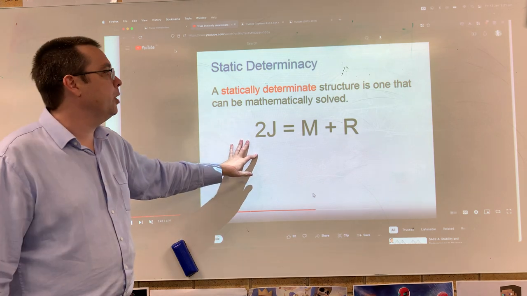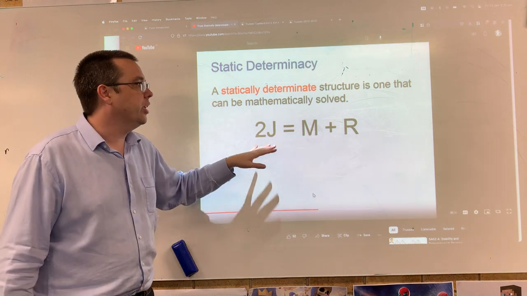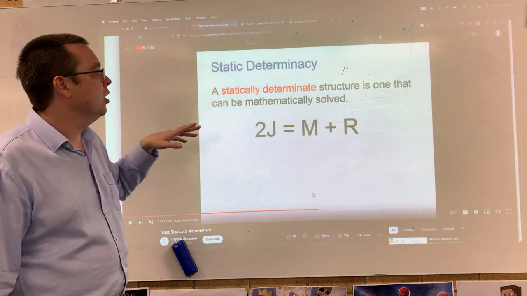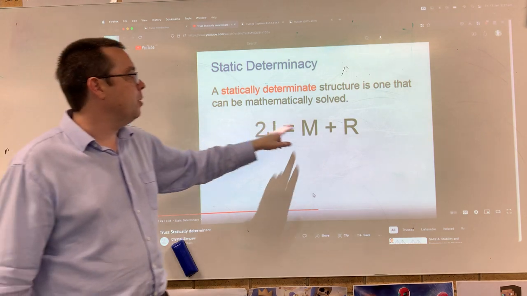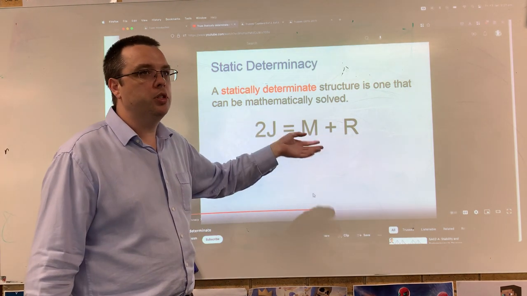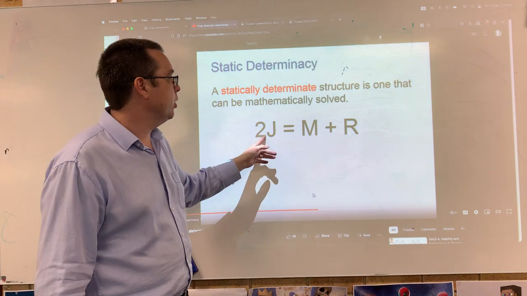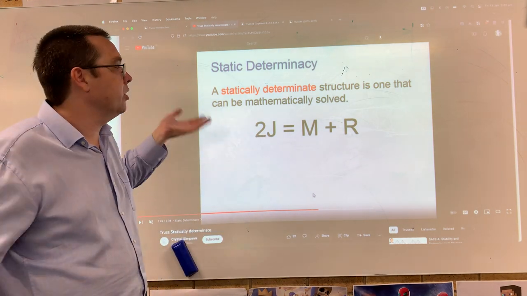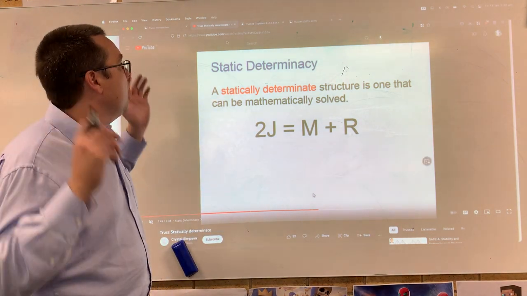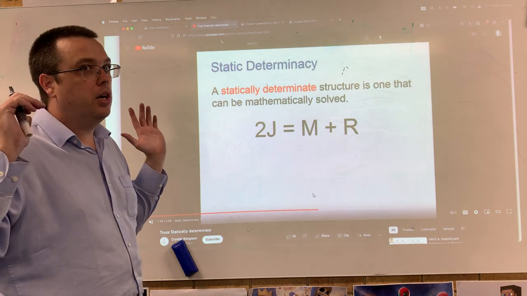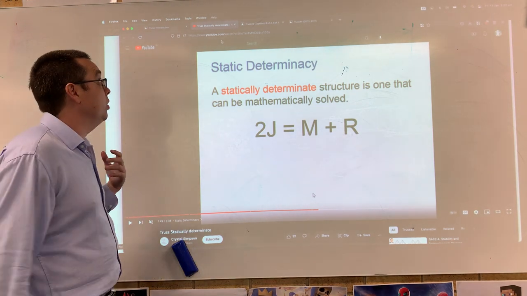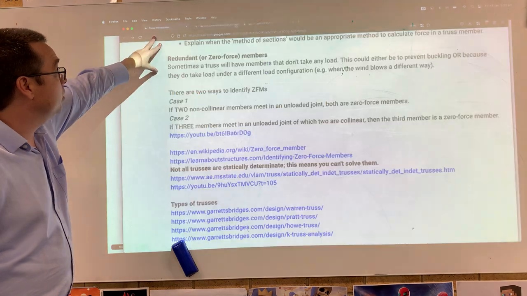This is a rule that people use. I don't think you need to worry about it in high school. But the idea is that the number of members plus the number of reactions has to equal twice the number of joints. That's a rule. If it's not, it can't be solved. Can't be solved at high school or first year uni. Okay, close and then go back.